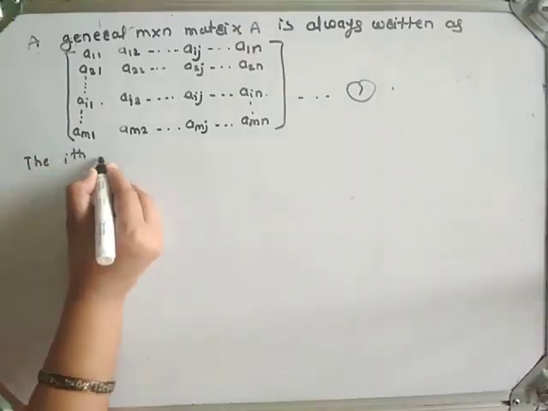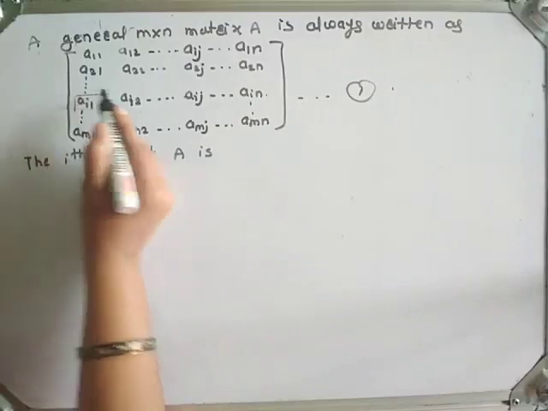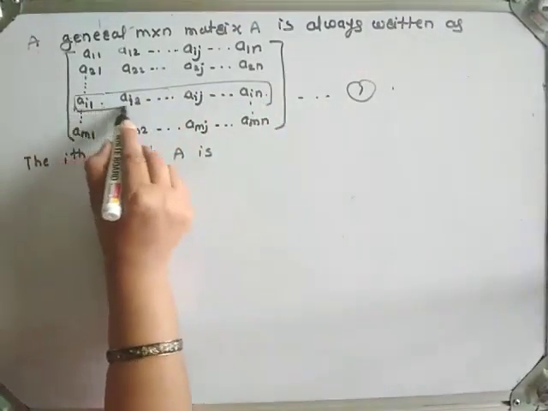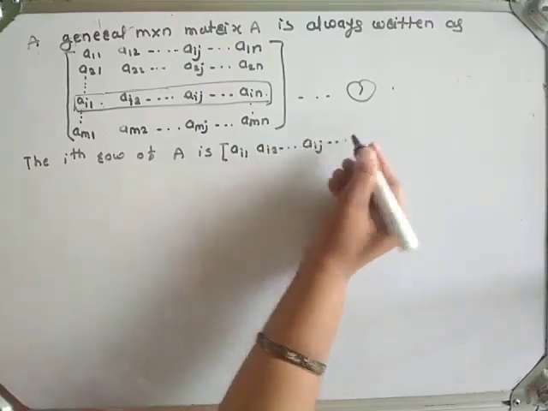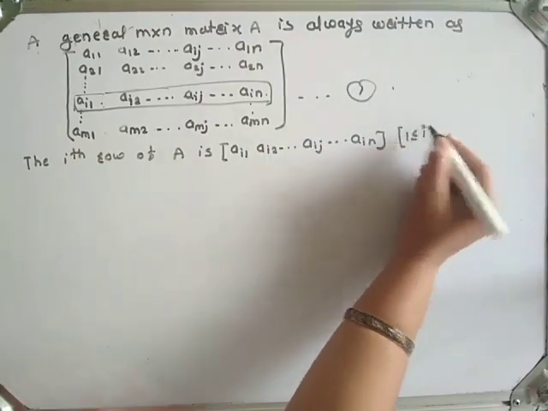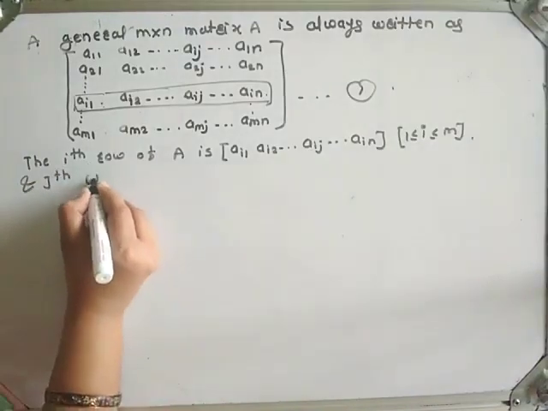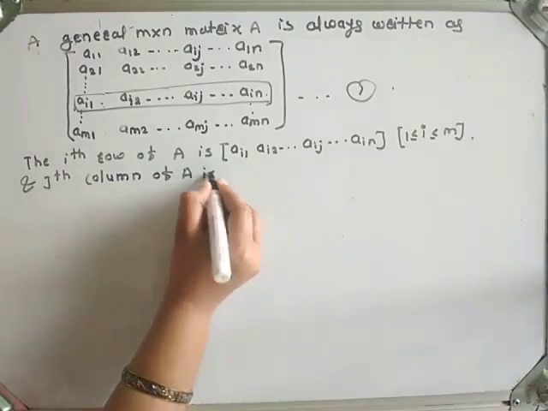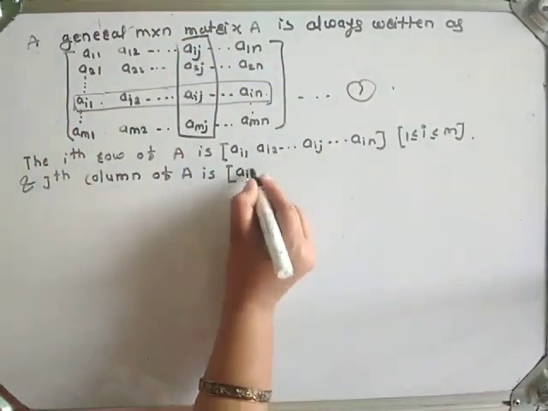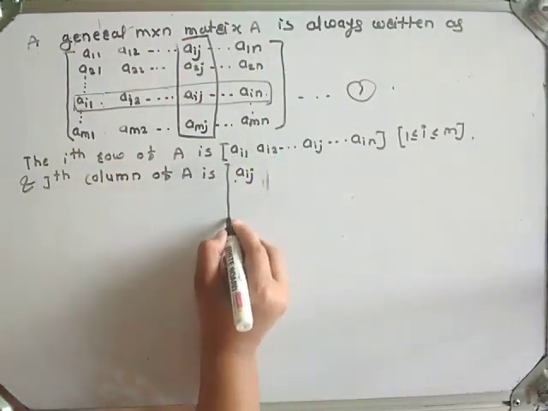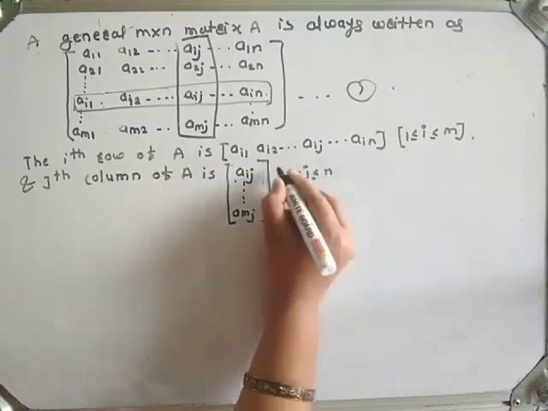The ith row of A is ai1, ai2 and so on up to aij and so on up to ain, where 1 is less than or equal to i is less than or equal to m. And the jth column of A is a1j up to amj, where 1 is less than or equal to j is less than or equal to n.